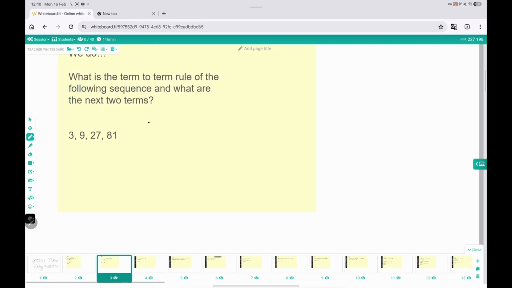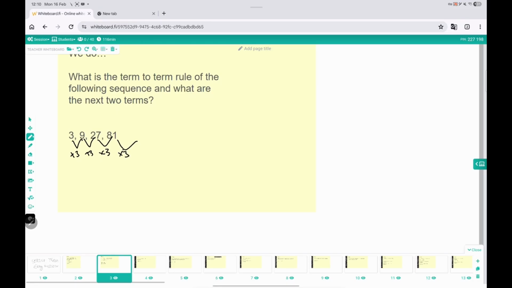Okay, so what's the term-to-term rule for this sequence here? As you can see, we're no longer adding, actually we need to multiply to get from one term to the next. So in this case, I'm going to need to times by 3. And I've given myself a bit of a difficult task here because I've not got my calculator on me and I need to do 81 times 3.